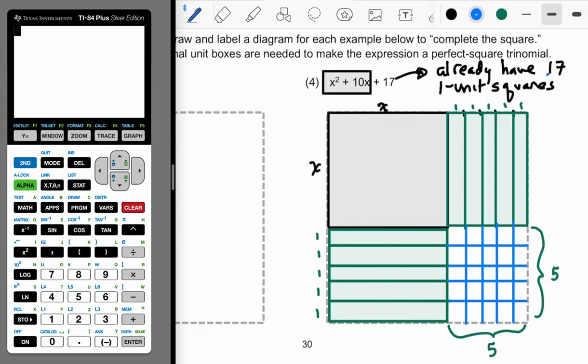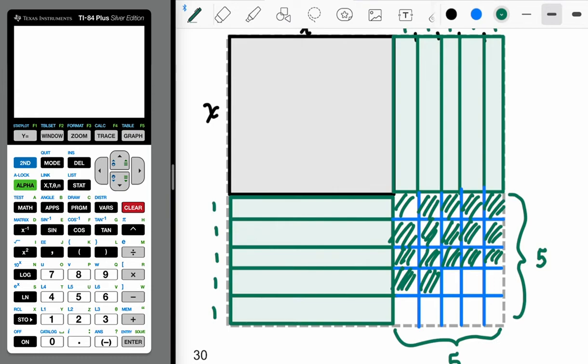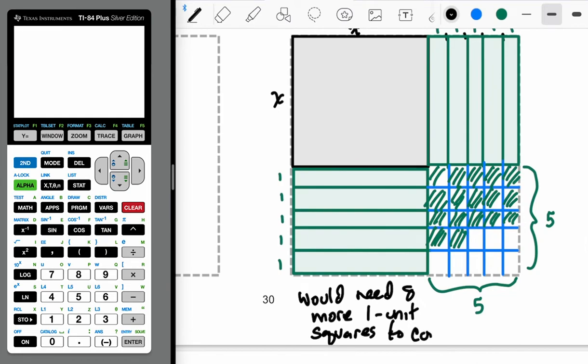But we already have 17 1-unit squares. So we already have 1, 2, 3, 4, 5, 6, 7, 8, 9, 10, 11, 12, 13, 14, 15, 16, 17. I mean, you wouldn't really need to shade the diagram to figure out that you need 8 more, because if you have 17 and you need 25, you need 8 more. But this is a good visual representation. So we would need 8 more 1-unit squares to complete the square.